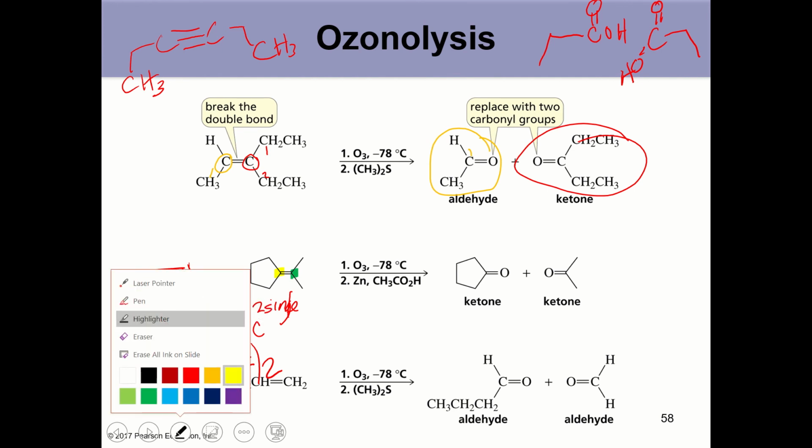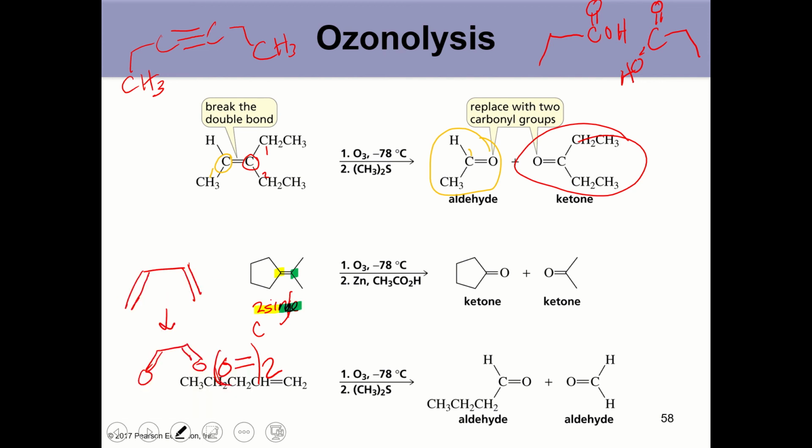Highlighter. Finally. So, from both yellow and green, we have 2 single bonds to carbon. And so on the middle of the page reaction, we should only have as our product ketones, a 5-membered ring ketone and a 3-chain carbon ketone. And the names would be cyclopentanone and 2-propanone for our 2 ketones.